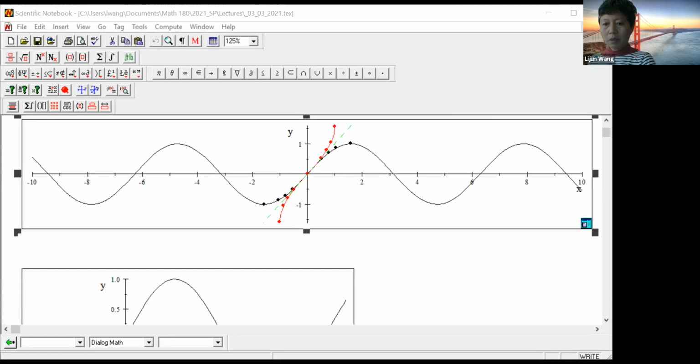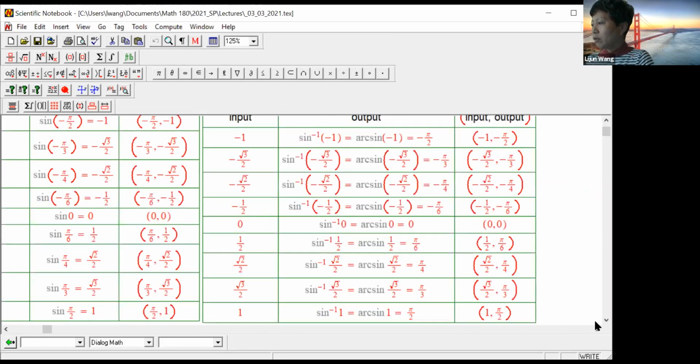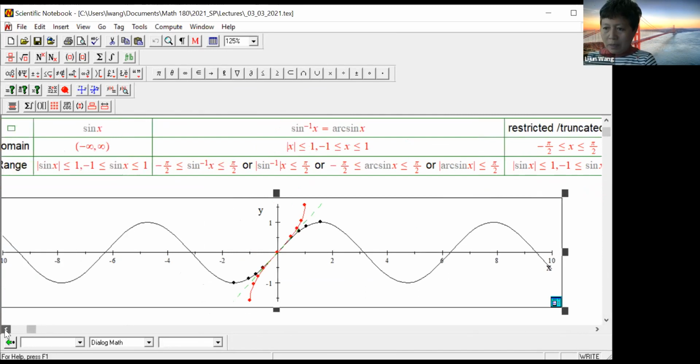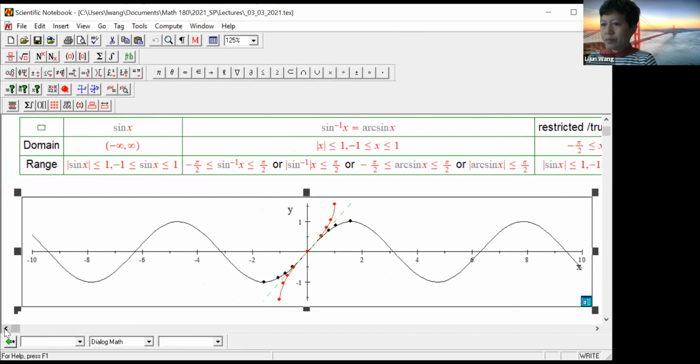But if someone asks you, what is the inverse of this arcsine? That's the moment you refer to the third column. But it's rarely used. Rarely does anybody ask you. But anyway, any questions so far? If you don't have any questions, I'm going to go to the next part.